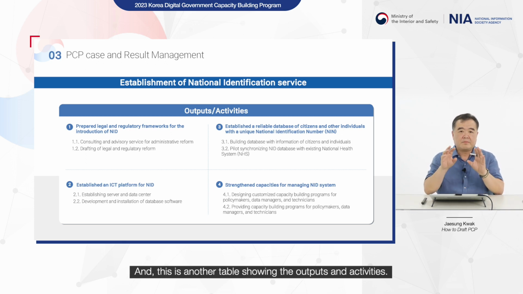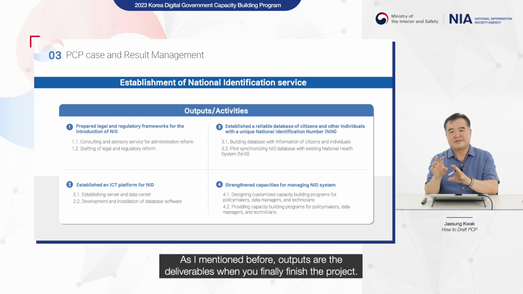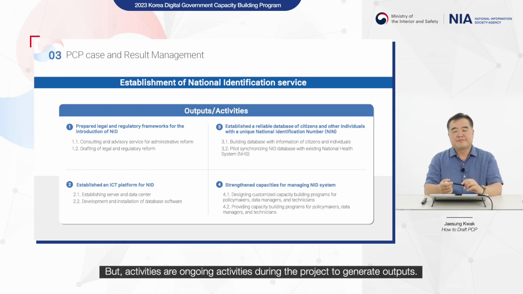And this is another table showing the output and activities. As I mentioned before, outputs are the deliverables when you finally finish the project. But activities are ongoing activities during the project to generate the output. So accordingly, each component or output will be composed of certain activities. I would not go through one by one.